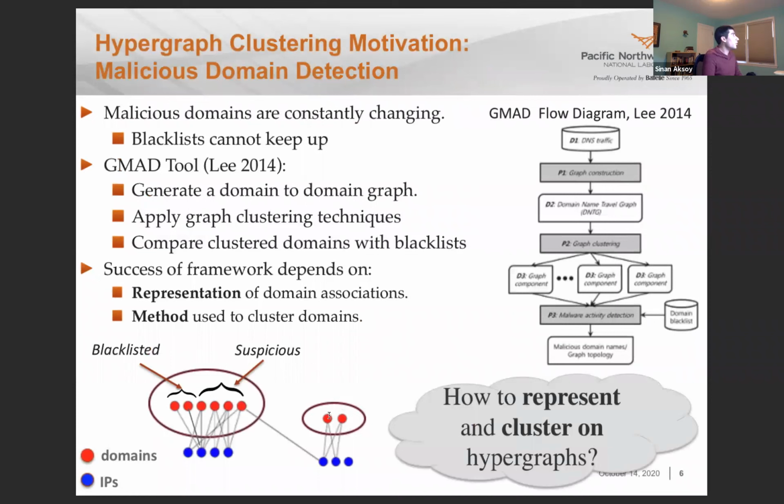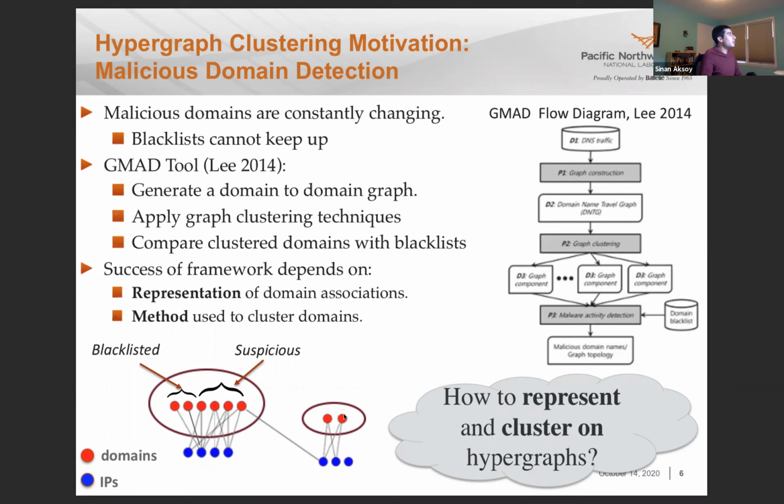Before I tell you about what our method is, I want to tell you a little bit about some of the reasons we were motivated to look into this question of how we should best cluster a hypergraph. One example comes from the area of malicious domain detection. The setting is that these domains are changing so quickly that we need some way of flagging malicious domains on the fly. We cannot simply use a blacklist that's fixed.